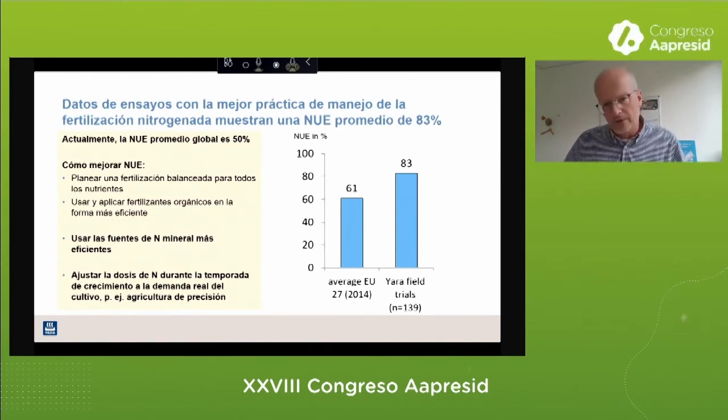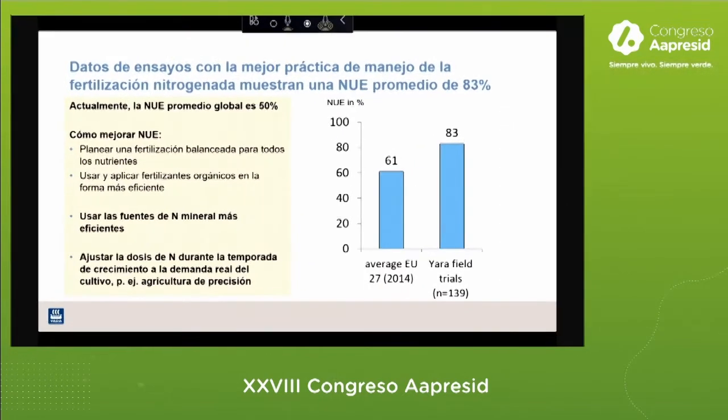If we look into, for example, well-managed trials where we have pure mineral fertilizing systems, where we have measurements and where everything is done perfectly, also plant protection and the application of other nutrients and all that, then we can reach values of more than 80% or even 90% in such a well-managed field trial.